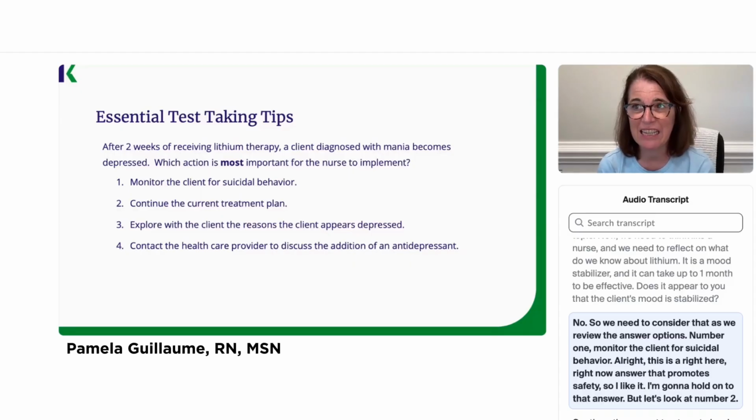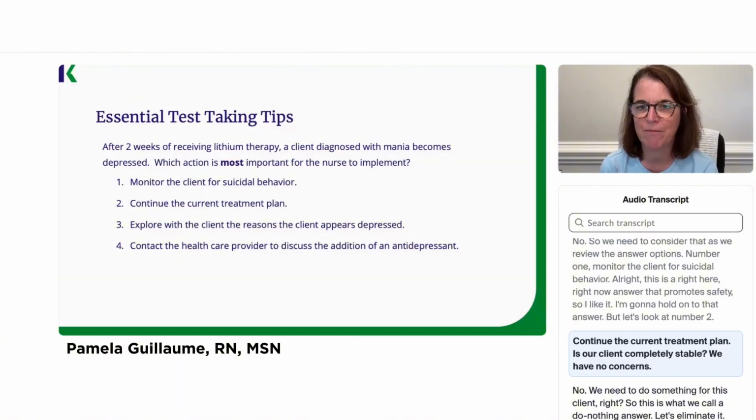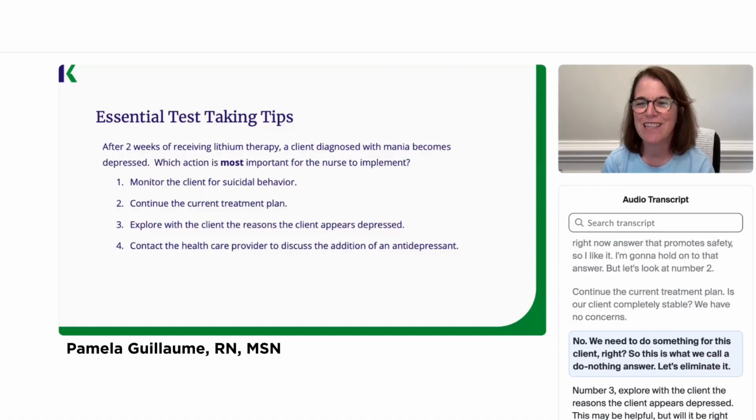So I like it. I'm going to hold on to that answer. But let's look at number 2. Continue the current treatment plan. Is our client completely stable? We have no concerns. No, we need to do something for this client, right? So this is what we call a do nothing answer.